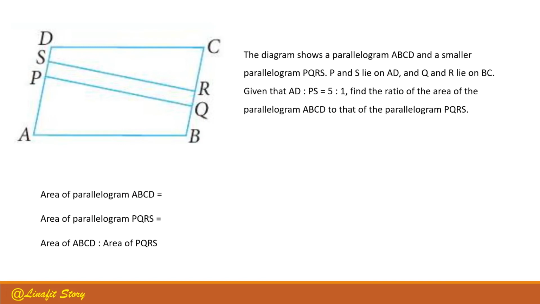The diagram shows a parallelogram ABCD and a smaller parallelogram PQRS. P and S lie on AD and Q and R lie on BC. Given that AD to PS is 5:1. Find the ratio of the area of the parallelogram ABCD to that of the parallelogram PQRS.